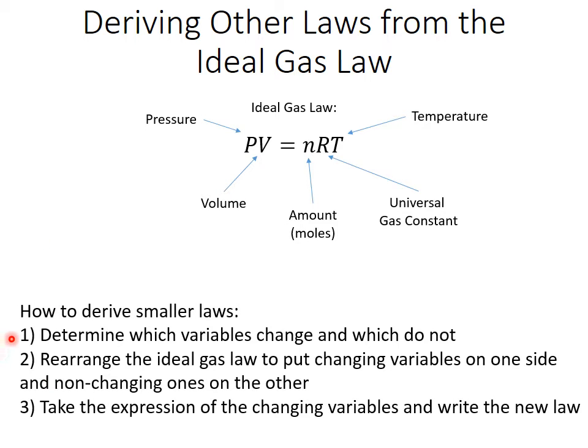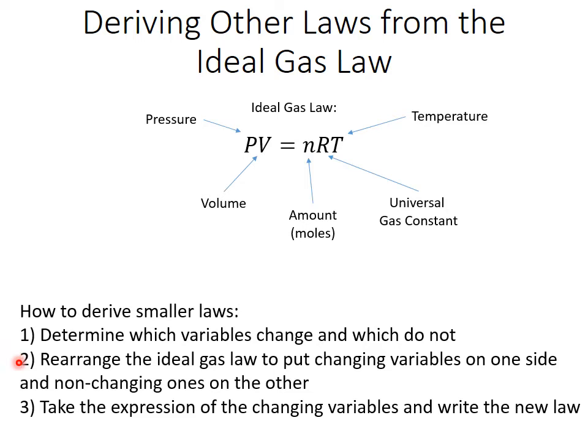The first step is to determine which of the variables change and which do not. You're going to figure that out by looking through the problem text and identifying cues like, what is the final volume? That would tell you volume's changing. Or initial temperature is, which tells you that temperature is going to be changing.